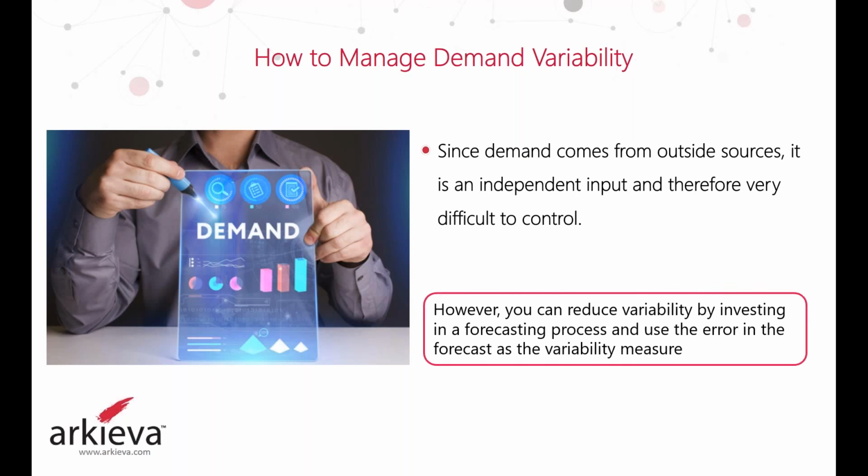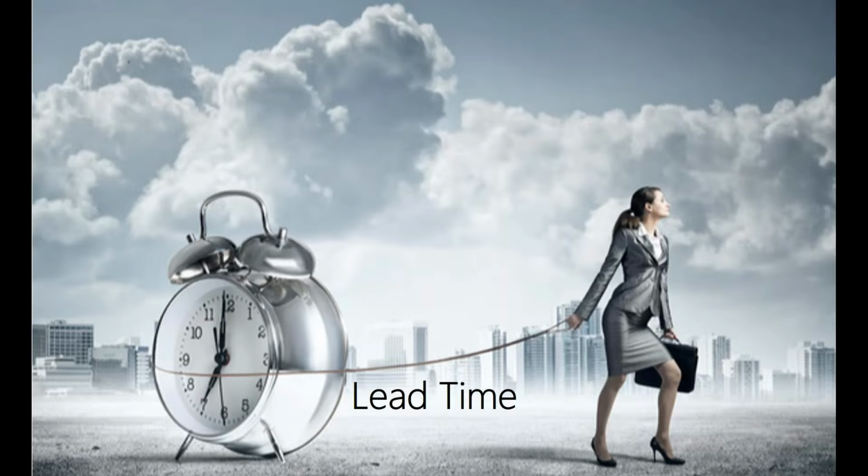So in that case, what can you do? Well, you can invest in a forecasting process, and if you do it well, you will be able to predict where the demand is going. If you do that, you will be able to reduce the variability. So if you have a forecasting process, you can use the error in the forecast as your variability measure. And hopefully it is better than just using the average. Otherwise, your forecasting process is not really doing a whole lot of good for you.